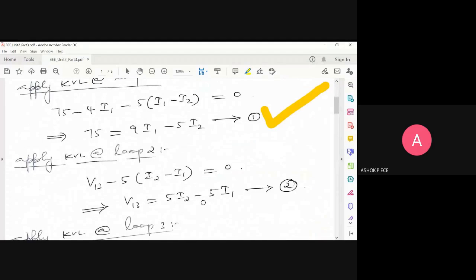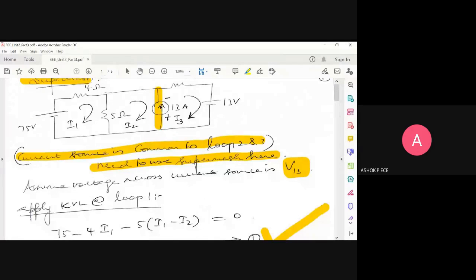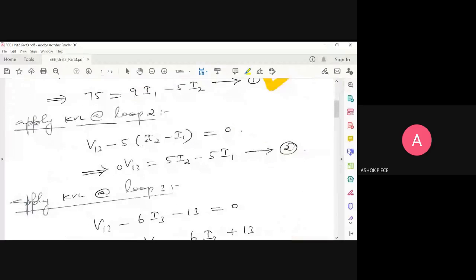Anybody having a doubt in the second equation? Don't think the current source is there. We have assumed the current source voltage to be V13, and you see the direction of current is flowing away from the voltage source. So it is V13 minus 5 into (I2 minus I1) equal to 0, or you get V13 equal to 5I2 minus 5I1. This is your equation number 2.